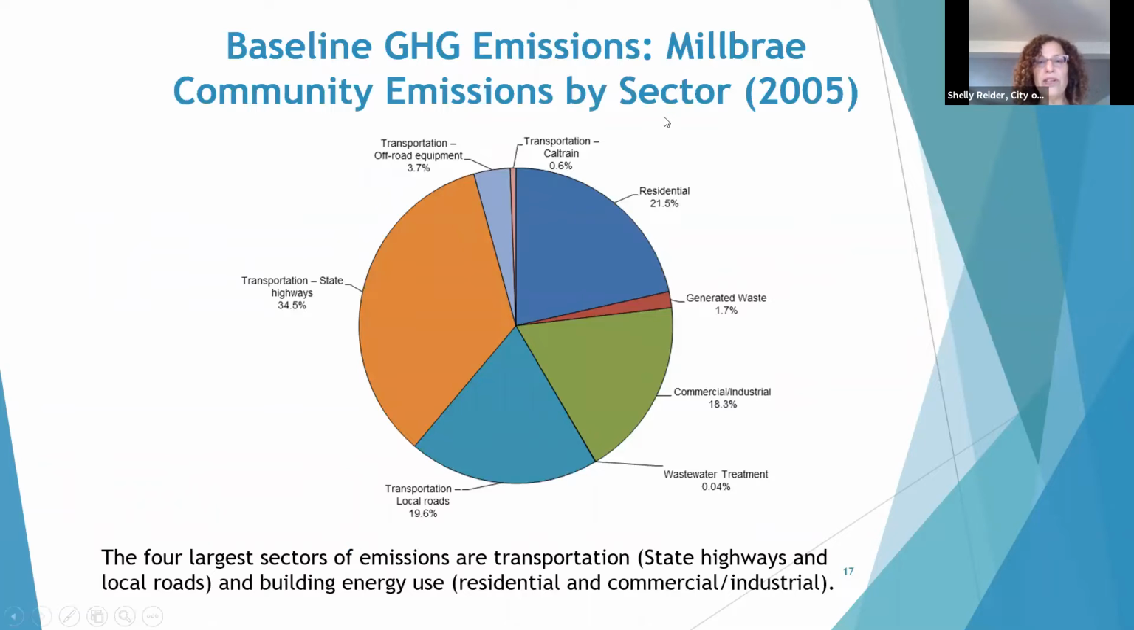This chart shows the breakdown of Millbrae's baseline greenhouse gas emissions in 2005. I had mentioned that is the year that all of our future inventories will be compared to, so we know how much we have reduced. You can see that transportation is a large part, over 50% of all of the emissions in that year. The second largest is building energy use for both residential and commercial usage.